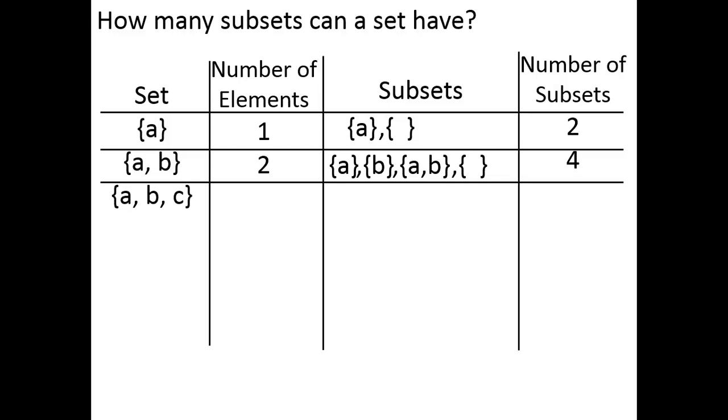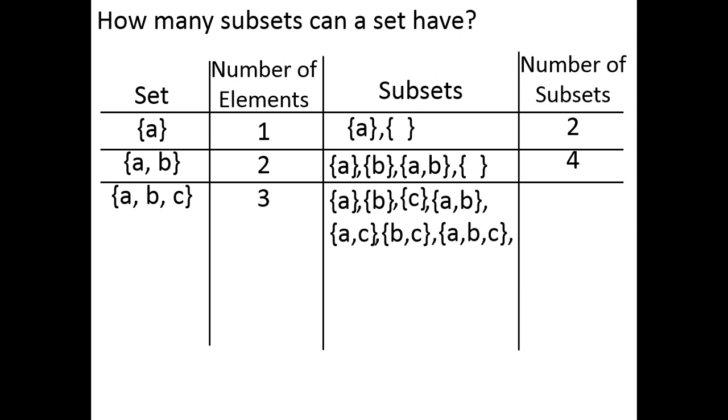So now let's make it a little more complex. Let's say we have a set with 3 elements. Well, we could make subsets from that set that contain only 1 element, or we could make subsets of that set that contain 2 elements, or we could make a subset that contains all 3 elements, and remember the empty set is a subset of any set. So in all, that gives us 8 subsets.